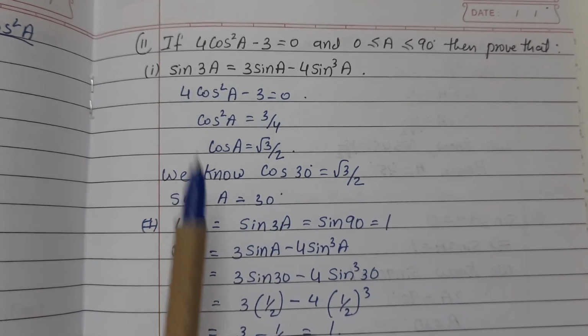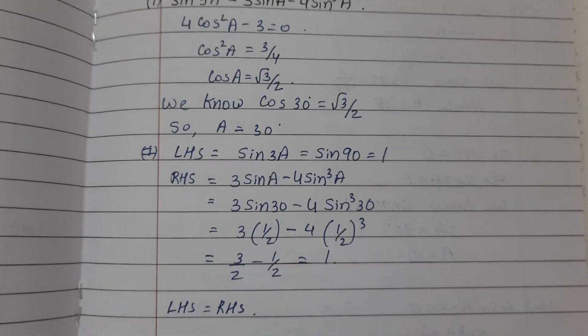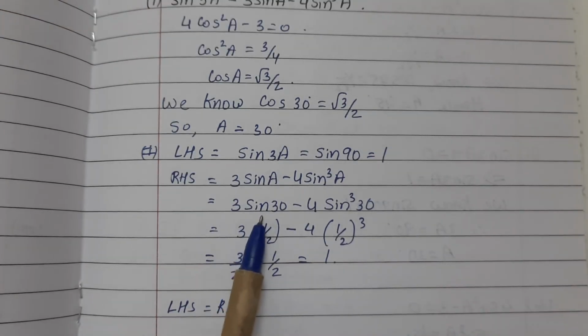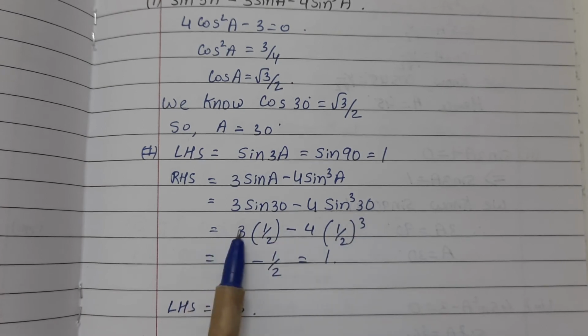Here, left hand side is equal to sin 3A equal to sin 3 into 30, 90 degree. Sin 90 is 1. Right hand side is equal to 3 sin A minus 4 sin cube A equal to 3 sin 30 minus 4 sin cube 30. Sin 30 is half. Half the whole cube, equal to 3 into half minus 4 into 1 upon 8. 3 upon 2 minus 1 upon 2 equal to 1. Left hand side is equal to right hand side.